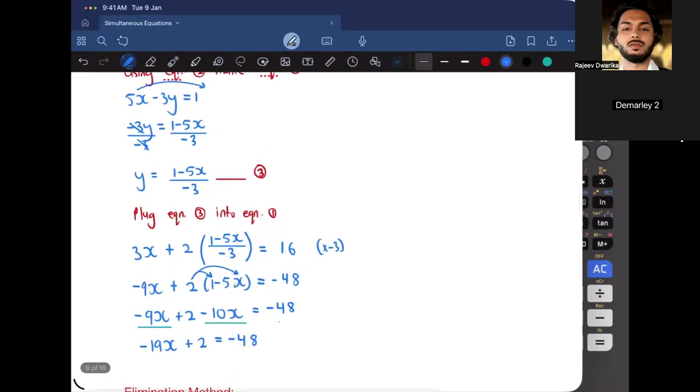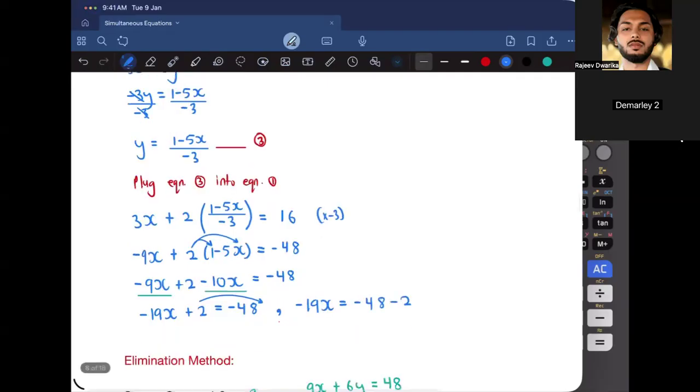Now you're going to get rid of the 2. You're going to move it across, so it's going to be minus 2 on both sides. Tell me what to write then. Minus 19x equals minus 48 minus 2.